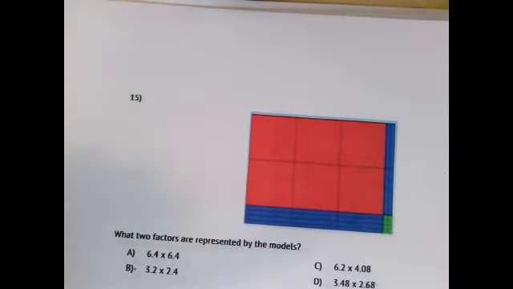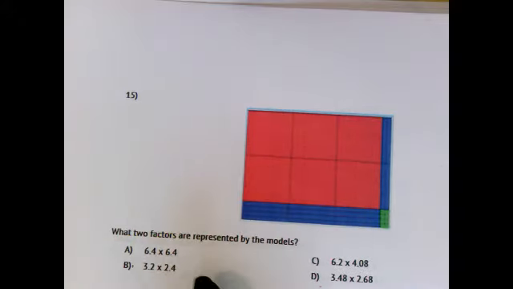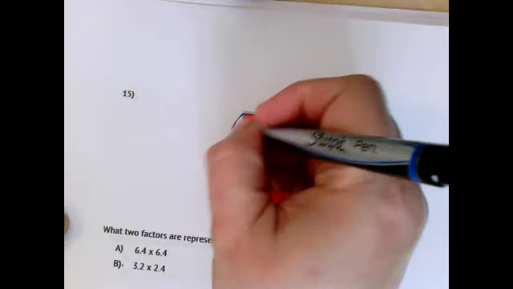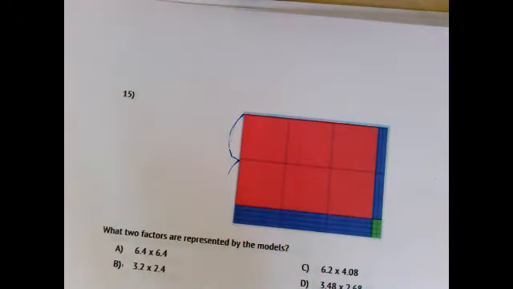Okay, number 15 was one of the most missed questions that we had on IA3. So I want to take a second to really look at this carefully. They're asking what 2 factors are represented by the model. Remember, the factors are the numbers that you multiply together. So take a look at the model, and I can see, oops, if I have my pen will work. Oh, let's try a different pen.